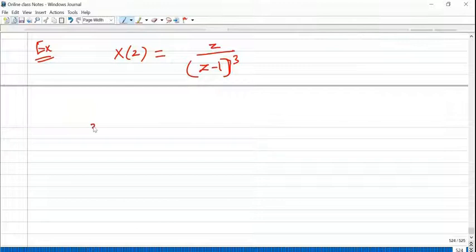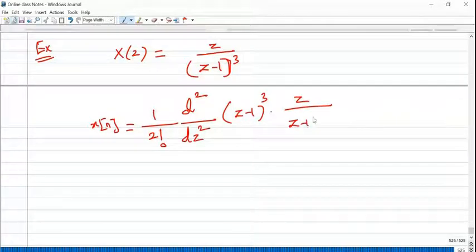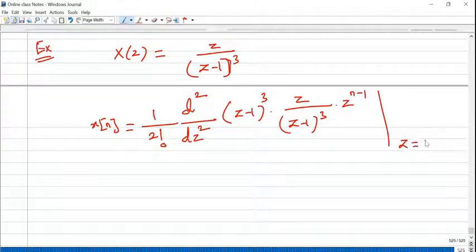Using the residue method, x of n equals 1 divided by (n minus 1) factorial. Order 3, so (3 minus 1) factorial, that is 2 factorial, d by dz to the power n minus 1, that is 2. Then (z minus 1) cube into X of z, which is z divided by (z minus 1), multiplied with z power n minus 1. And finally, z is replaced with 1.